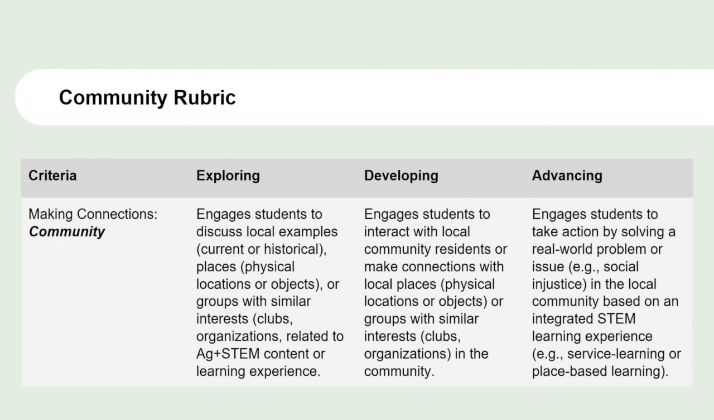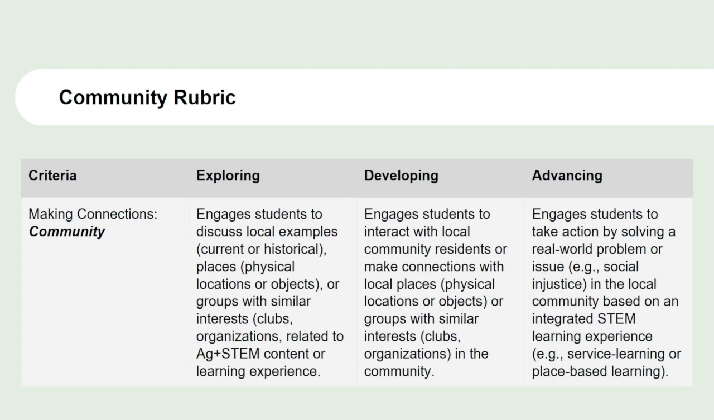So exploring, which engages students to discuss local examples. So what has happened in your community that we can discuss? Places, whether they're physical locations or objects, or groups with similar interests, clubs or organizations that relate to the ag and STEM content or learning experience. For developing, this engages students to interact with local community residents or make connections with local places, whether they're physical locations or objects, or groups with similar interests, whether they're clubs or organizations that are within your community.